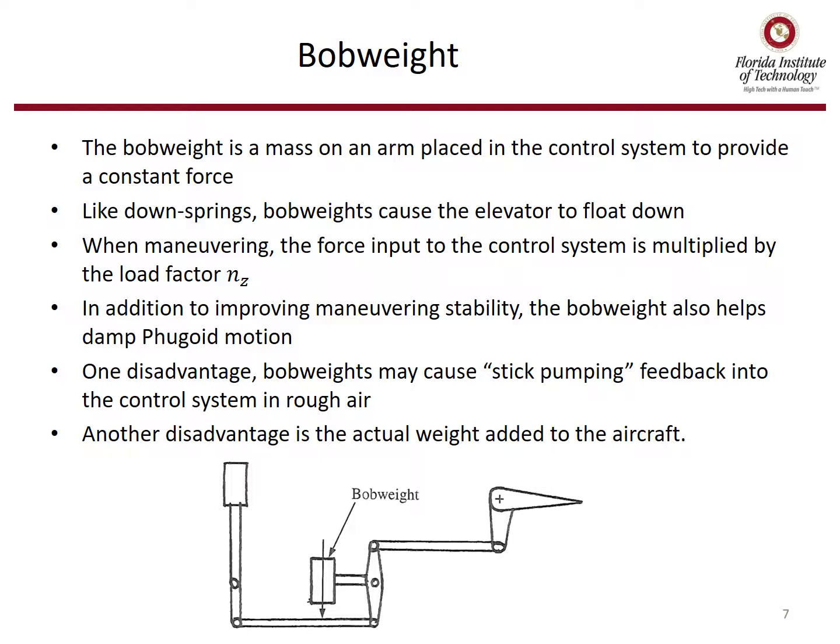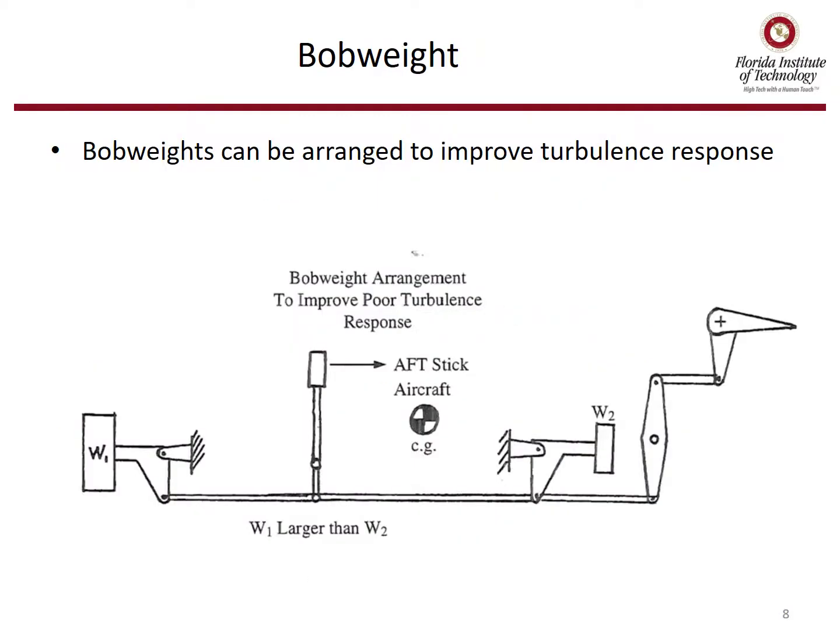But there are a couple of disadvantages. The first is it may cause stick pumping feedback into the control system in rough or turbulent air. Another disadvantage is the actual weight added to the system by the bob weight. This diagram shows an alternate location for the bob weight that can be used to improve flight in turbulence.